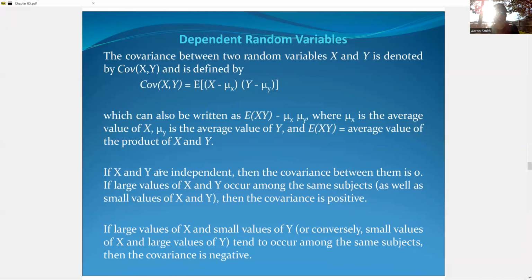Now, if x and y are independent, then the covariance between them is automatically going to be equal to 0. Now, covariance of 0 does not mean that they're independent, but being independent means the covariance is equal to 0.